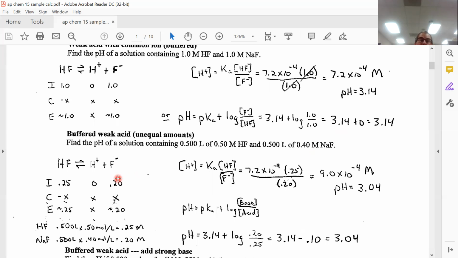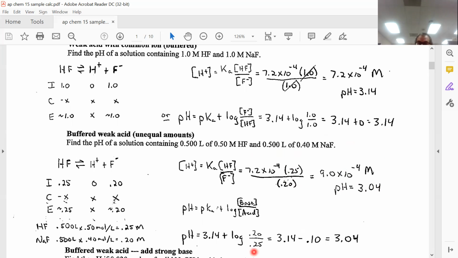So if I look at that, again, the X is going to be insignificant. So I have 0.25 here, 0.20 here, and the amount of H plus is going to change, but it's not going to be big compared to these other things. So I'm taking that manipulated equation where H plus equals Ka times HF over F minus, and instead of plugging in 1 and 1, I plug in 0.25 and 0.2, I get a molarity and I get a pH. Notice because I have a little bit more acid than conjugate base, the pH is a little bit less than the 3.14 I had before.